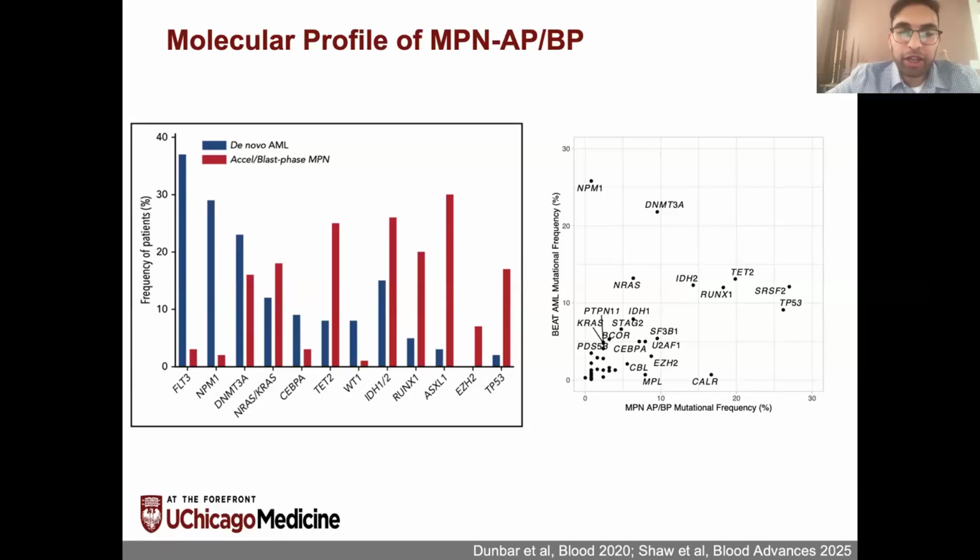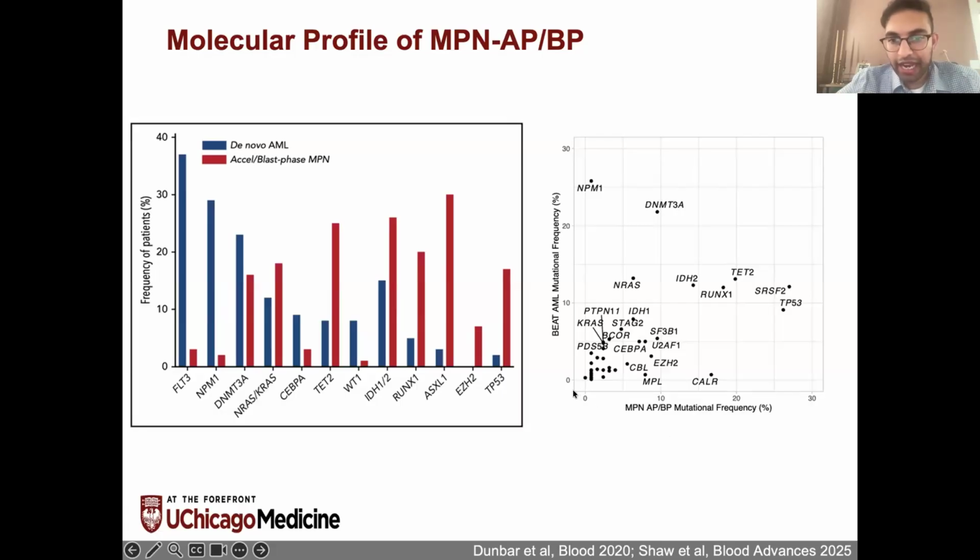While we use AML drugs, I think it is important to note that accelerated and blast phase MPN is not the same as someone who develops a brand new diagnosis of AML. What I mean by that is the mutations that cause each of these diseases to develop are quite different. Patients who have a de novo AML, meaning AML that develops without a prior MPN or other blood cancer, tend to have higher rates of a mutation called FLT3, and one called NPM1. On the other hand, patients with accelerated or blast phase MPNs show enrichment for mutations in IDH1 and 2, RUNX1, ASXL1, and TP53. This is represented in a slightly different way with this dot plot on the right.